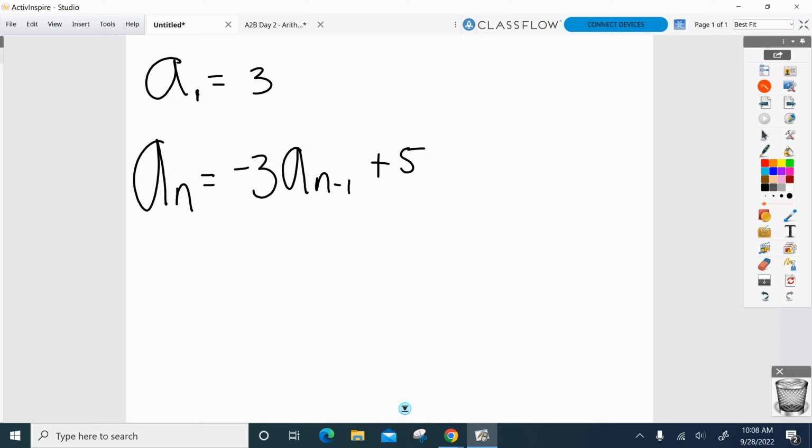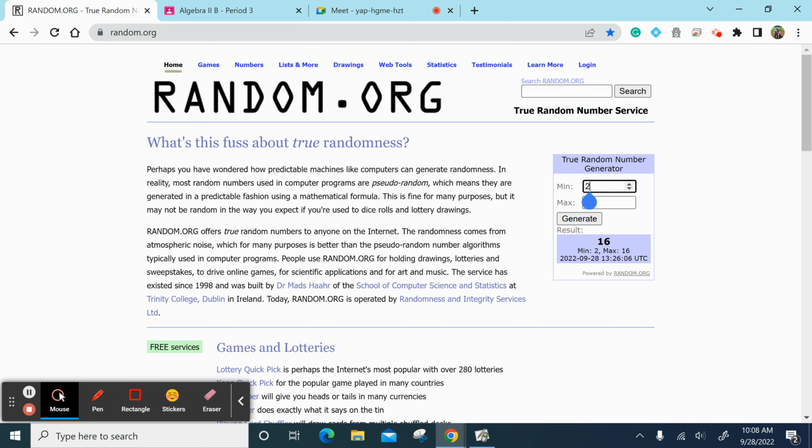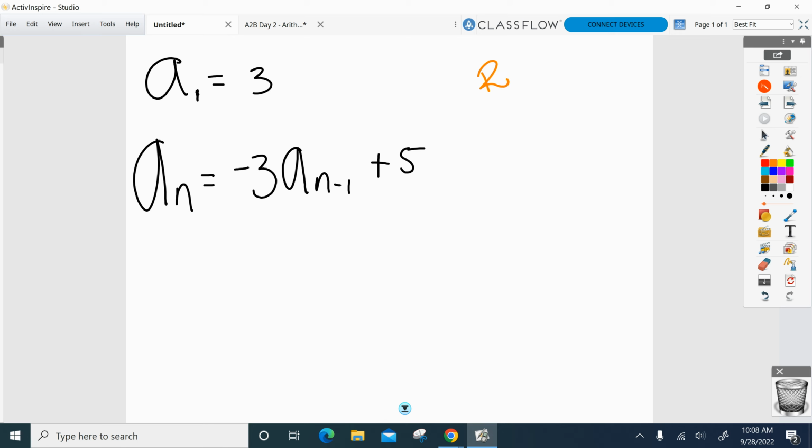Where I give you the first term and something about the previous term. What do we call this type of formula? What do we call this type of formula that we went over yesterday? Recursive formula. Yep, I've got to do a better job than last period calling on people. This is a recursive formula. I will always give you the first term and a rule on how to find the second term.